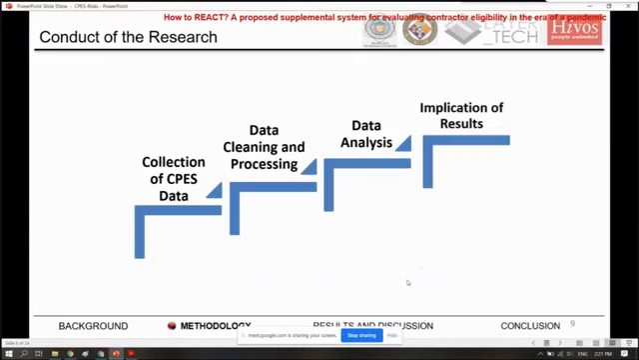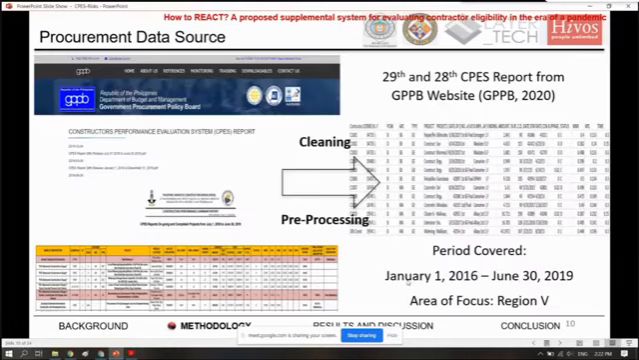The process in the conduct of this research is, number one, we collected the CPES data, or what we call the Contractors Performance Evaluation Summary, from GPPB. After that, we cleaned and processed the data, then we analyzed it, and then we interpreted the implication of the results. So this is the data. This is sample data that we have.